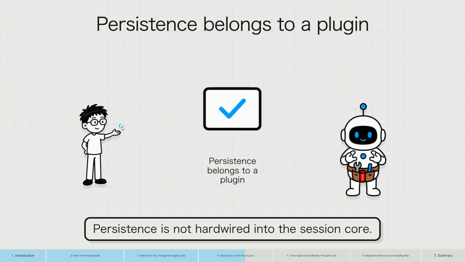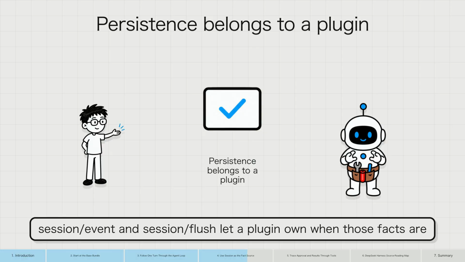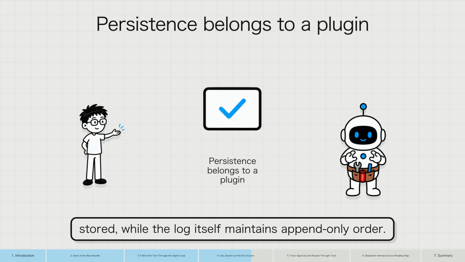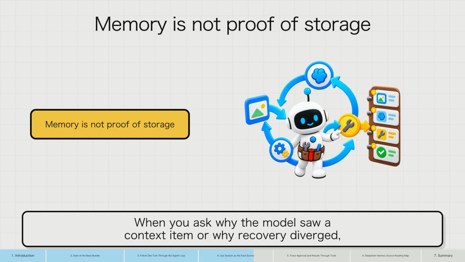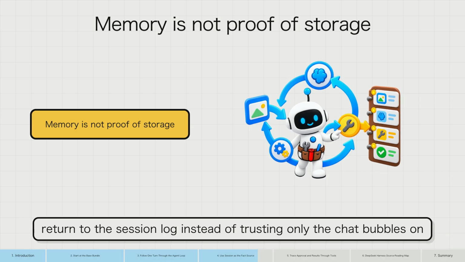Persistence is not hardwired into the session core. Session/event and session/flush let a plugin own when those facts are stored, while the log itself maintains append-only order. When you ask why the model saw a context item or why recovery diverged, return to the session log instead of trusting only the chat bubbles on screen.